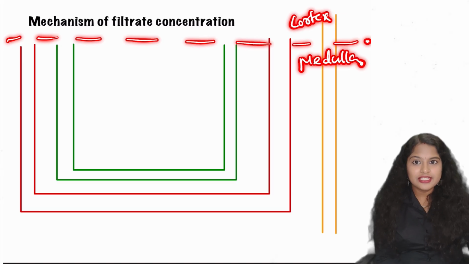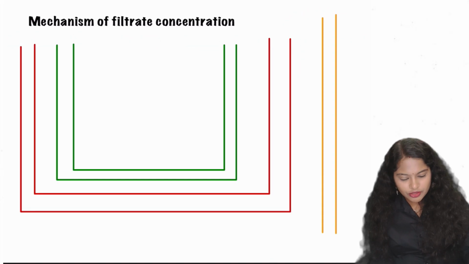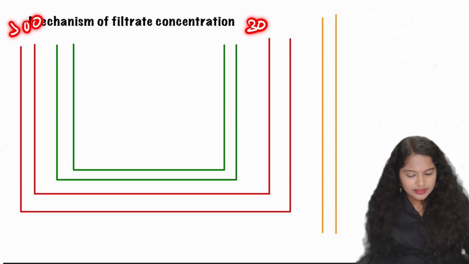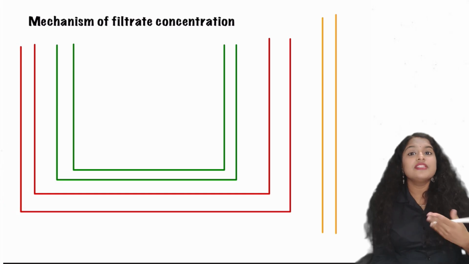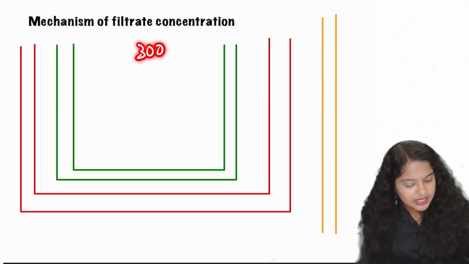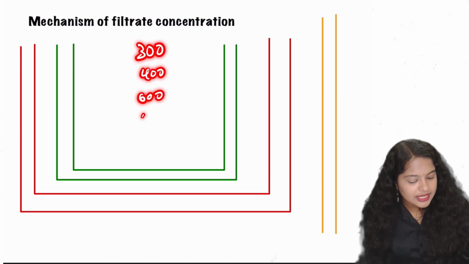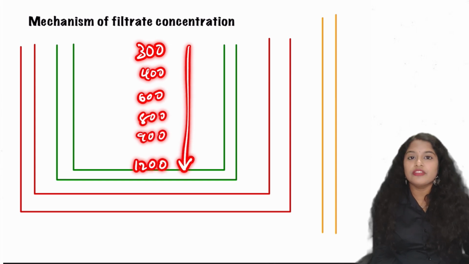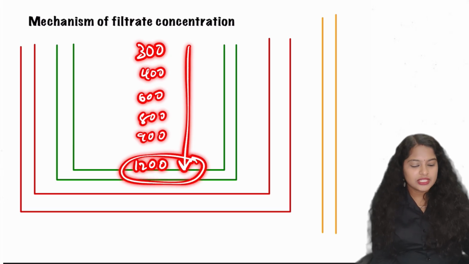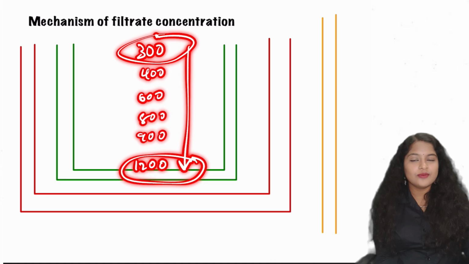So the cortical region and the beginning of the medullary region will have almost the same osmolarity, that is approximately equal to 300. Okay, so moving down towards the medullary region, the concentration will increase, that is like 300, 400, 600, 800, 900 and 1200. So in the lowest portion of the medullary interstitium, you have the highest concentration, and near the cortical region, what you will have? It will have comparatively lower osmotic concentration.